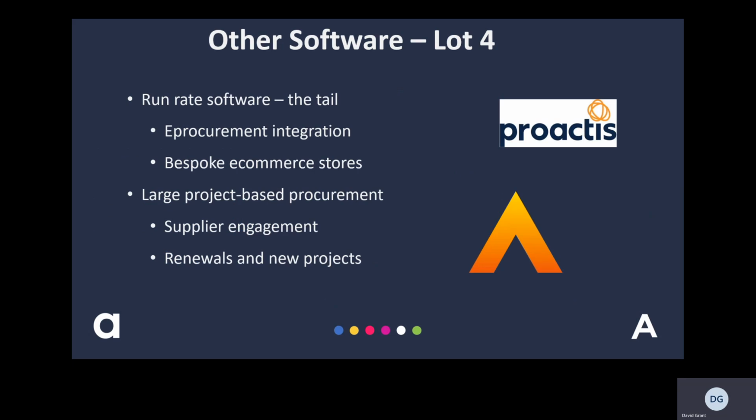Generally, I'd split Lot 4 into kind of 2 buckets. We'd look at your run rate software or the tail spend of your software. And our aim is to build more e-procurement stores and bespoke portals, allowing you to streamline the purchasing of the smaller single applications, for example. Again, that e-procurement integration can further enhance that streamlined and reduce the cost and time associated with purchasing.